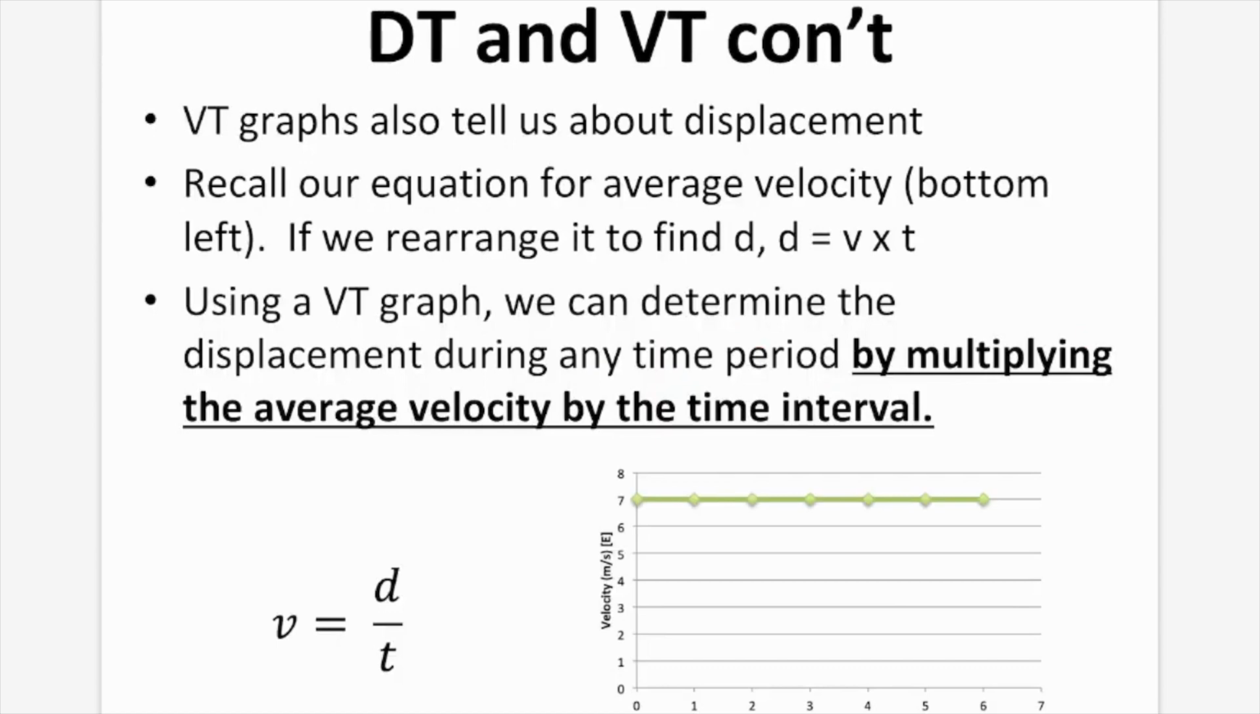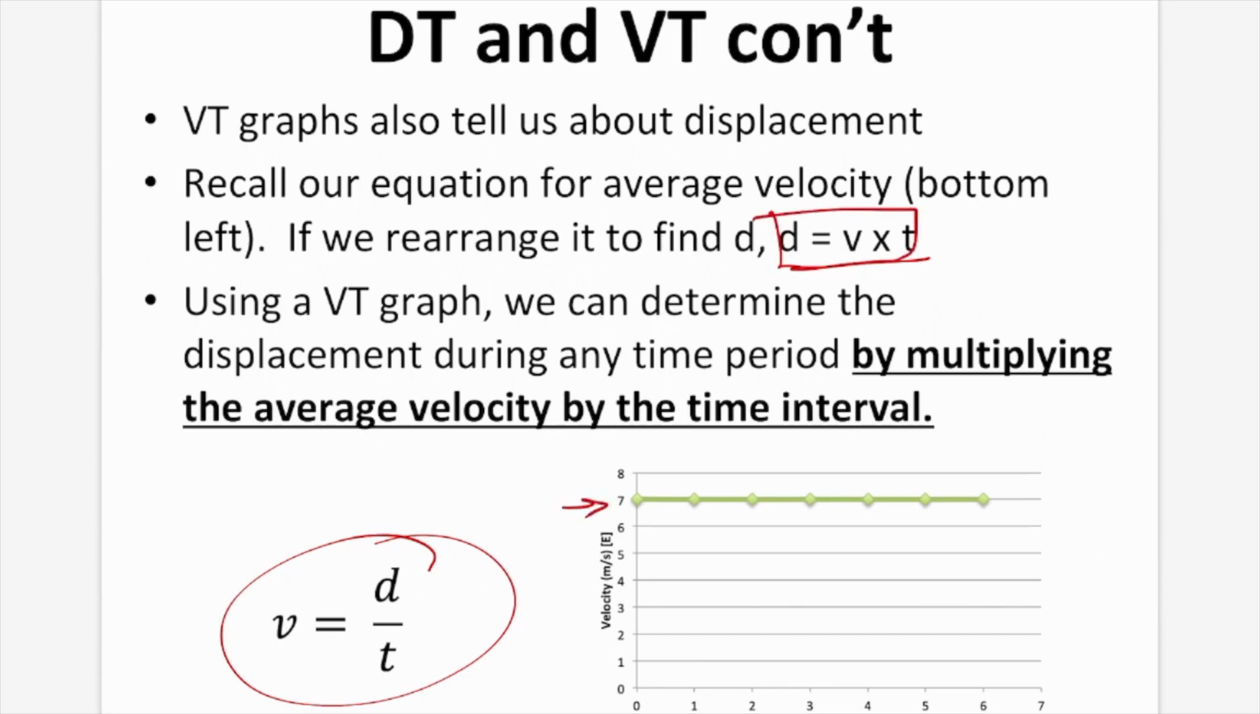dt and vt graphs continue. Vt graphs also tell us about displacement. So if you recall our equation for average velocity, so this is bottom left right here, if we rearrange it, we can find displacement. Displacement equals velocity times time. So using a velocity time graph, we can determine the displacement during any period by multiplying the average velocity by the time interval. As we picked out, our equation is velocity times time.